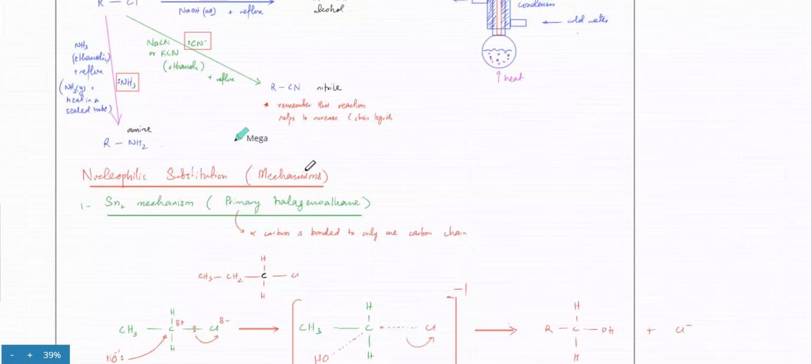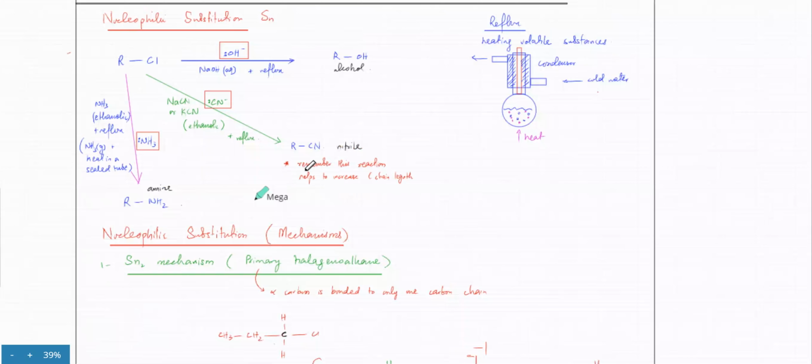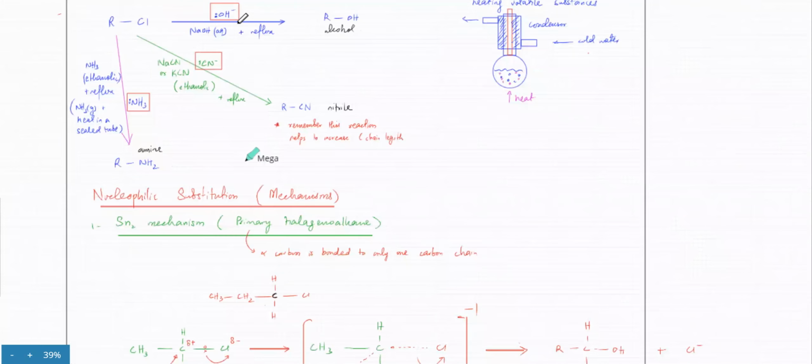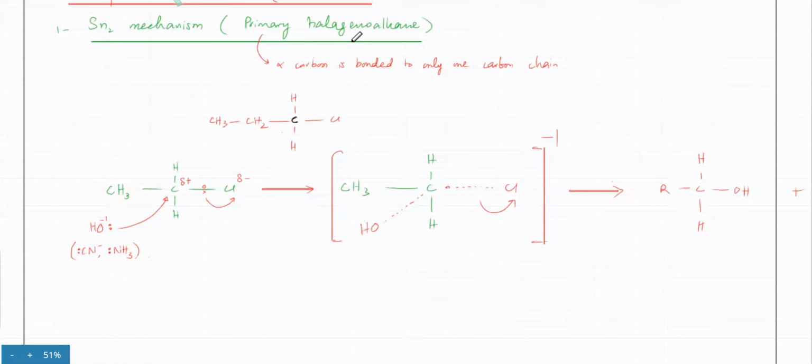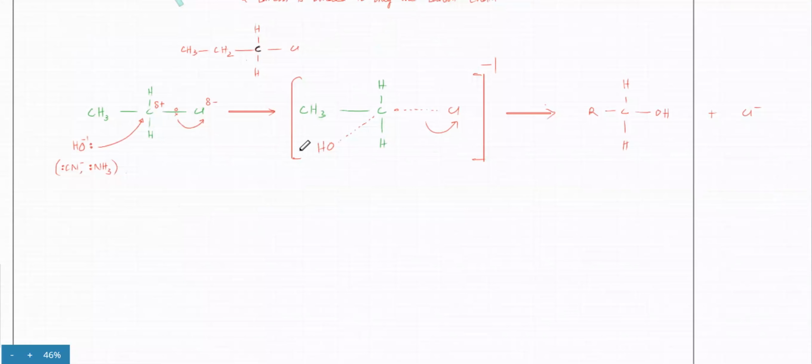Then we started talking about the mechanism of the reaction, and specifically this nucleophilic substitution reaction mechanism. There were two mechanisms. One was that there was a primary halogenoalkane. Now, what's a primary halogenoalkane? The alpha carbon, or the carbon which is bonded to the functional group, like in this case it's bonded to chlorine, would only be bonded to one carbon chain, and on two sides there would be hydrogen atoms around it. And the mechanism for this reaction, you'll be asked to draw this mechanism.